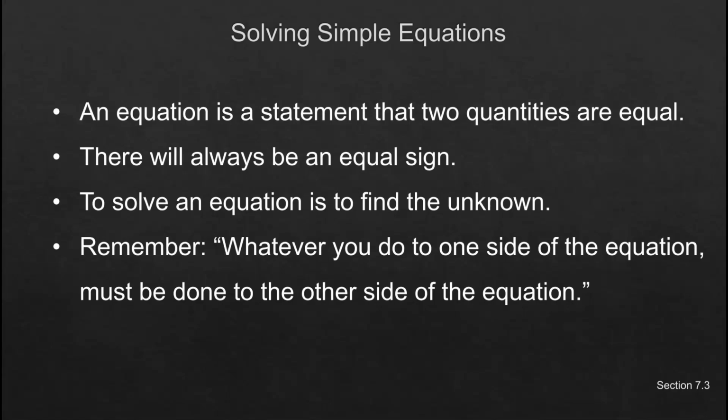Okay, so now we're on solving simple equations. This is section 7.3, and just some information about equations. An equation is a statement that two quantities are equal. There will always be an equal sign, and to solve an equation is to find the unknown, right? So we're going to have a variable for our unknown. And remember, whatever you do to one side of the equation must be done to the other side of the equation.